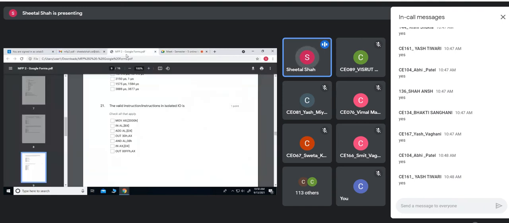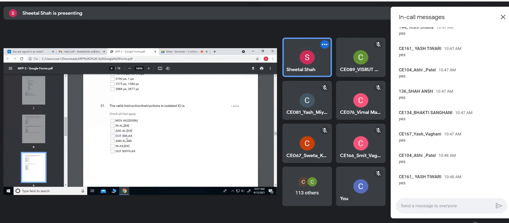In memory mapped IO, you can use the MOV, ADD, or AND instructions. Any of these memory related instructions can be used only in memory mapped IO. In isolated IO, you use the IN and OUT instructions. So this is a valid instruction: OUT the value of the AX register to the 8-bit port address 3D.